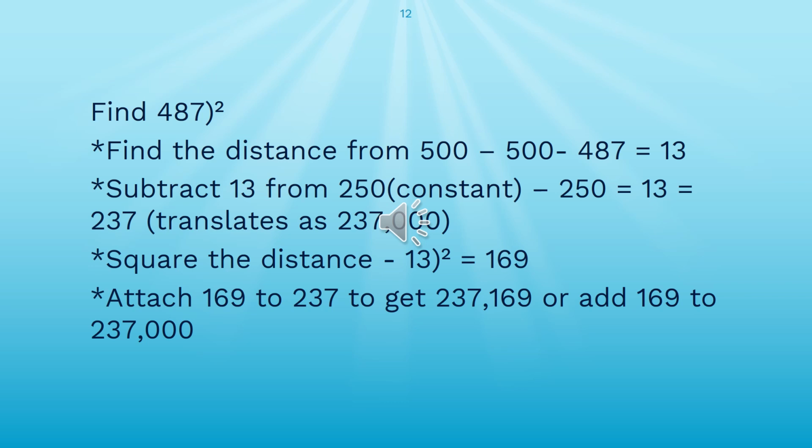Next step is to subtract 13 from a constant. This time our constant is 250. Earlier our constant was 25. Now we're just adding a 0. So 250 minus 13 will give us 237. Next is to square our distance. The distance again is 13. Squaring 13 will give us 169. And we just need to attach this 169 to 237. So attaching 169 to 237 will give us our final answer, which is 237,169.